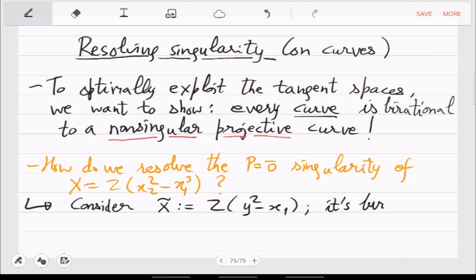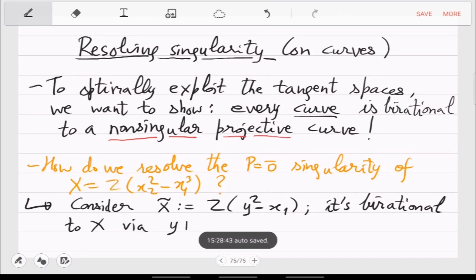It's birational to X via the association y mapping to x2 by x1. Okay. So I am going straight away to V1. So we know that they are birationally equivalent to the affine line. Yeah, that's a good question. Why are we not doing that?